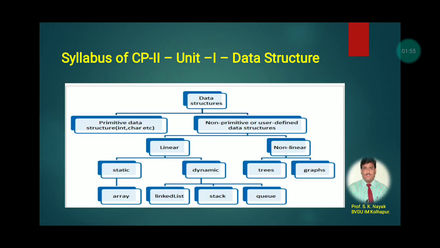Now first we will discuss the abstract data type, but we will see this particular slide. This slide indicates different types of data structure. Now data structure can be divided into two categories. One is primitive data structure and the second one is non-primitive data structure. We call it user defined data structure. Now what is primitive data structure? Primitive data structures like int, character, float, double, these are examples of primitive data structure.